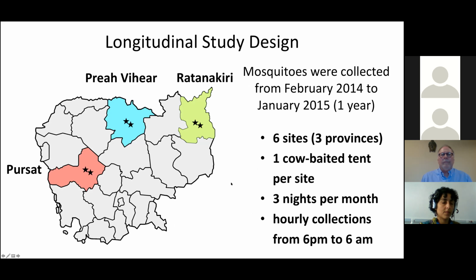So for the longitudinal study that we did over 2014, we had 2 sites per province. We had 1 cow-baited tent per site and collected in 3 consecutive nights per month, every month for that year, and did hourly collections on the hour from 6 p.m. to 6 a.m. Again, going into those tents and collecting the mosquitoes on the inner walls of the tent.